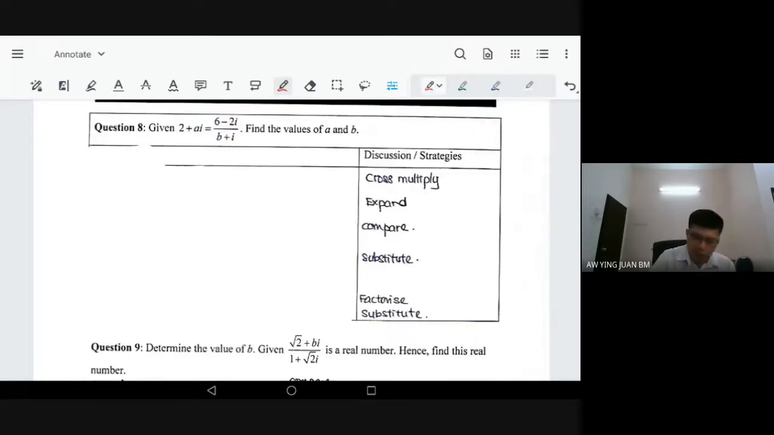First, refer to the questions. Given, if, such that, meaning it is a fact. No need to argue. Okay? No need to argue. So, for me, whenever there is an equal sign, kindly consider cross multiply. Okay? Kindly consider cross multiply. So, if you don't want to cross multiply, I show you something. 2 plus AI equals to 6 minus 2i over b plus I.